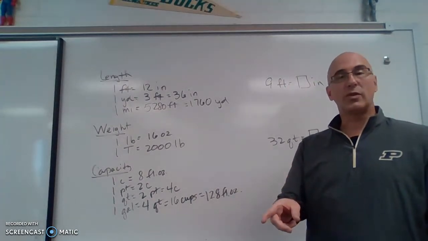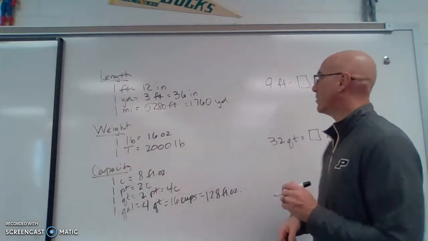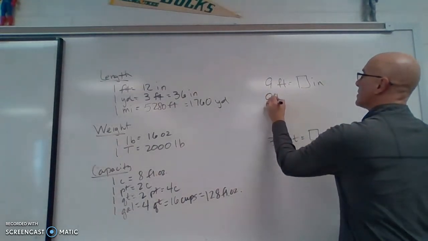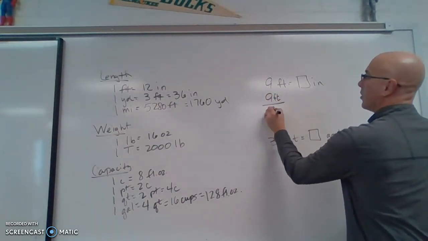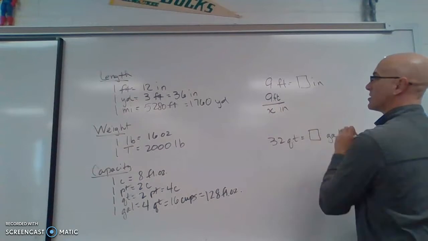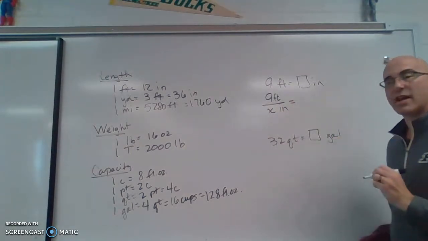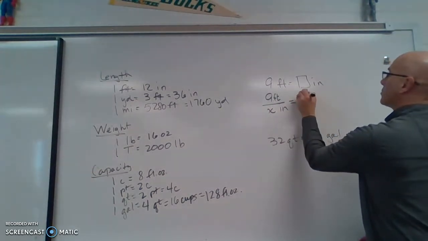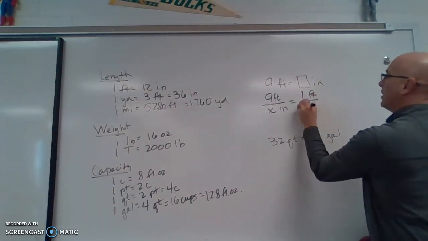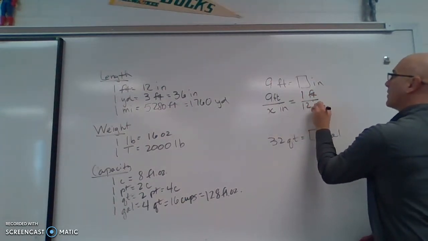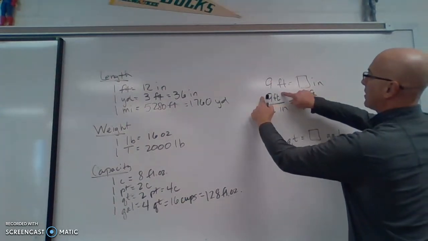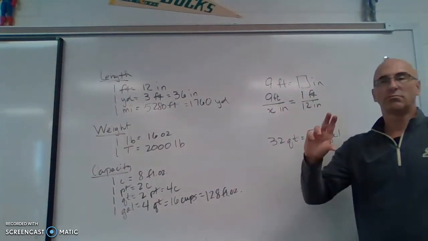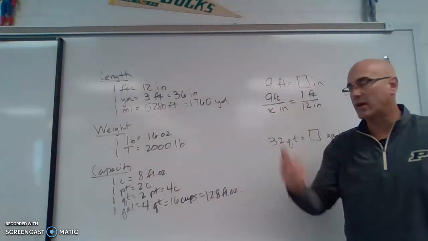Here's how you could do this with proportions. We haven't done this in a while. So if I have 9 feet, I want to know how many inches there are. I am going to set up another ratio with the same feet on top. So if I said there is 1 foot, there are 12 inches. See how feet are on top, inches on bottom. Feet on top, inches on bottom. You could make them the other way, that's fine too.